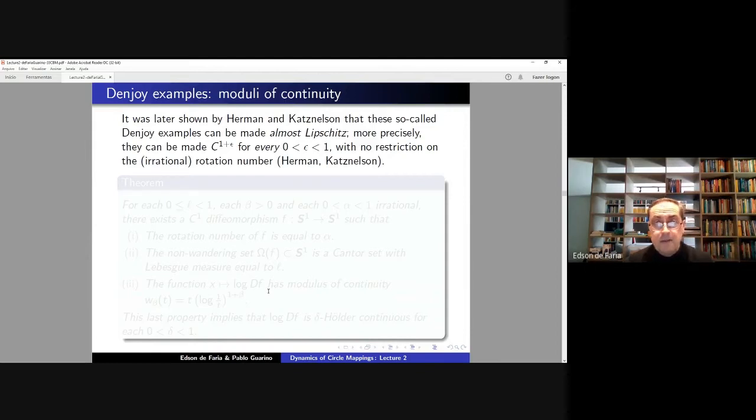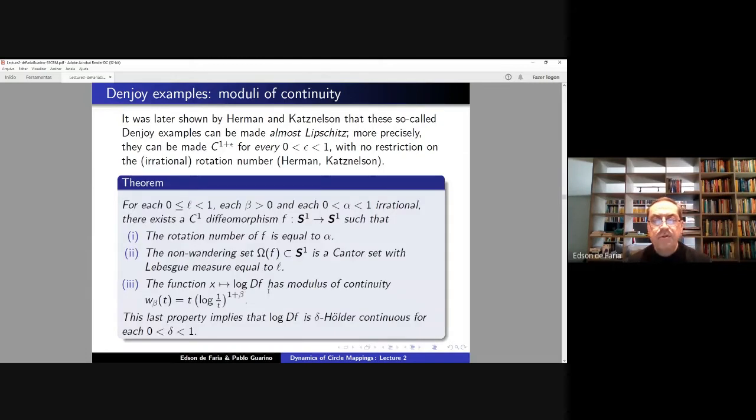So combining these, we can state Denjoy's counterexamples as a theorem in the following way. For each L between 0 and 1, strictly less than 1, each positive beta and each irrational rotation number alpha between 0 and 1, there exists a C1 diffeomorphism with the following properties. Well, first of all, f has rotation number equal to alpha. The second property is that the non-wandering set is a Cantor set, so we have an exceptional minimal set. And the Lebesgue measure is equal to this L that was given to you.